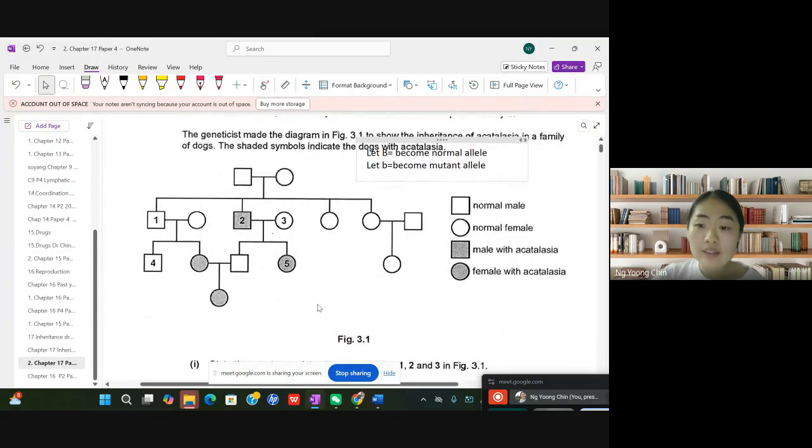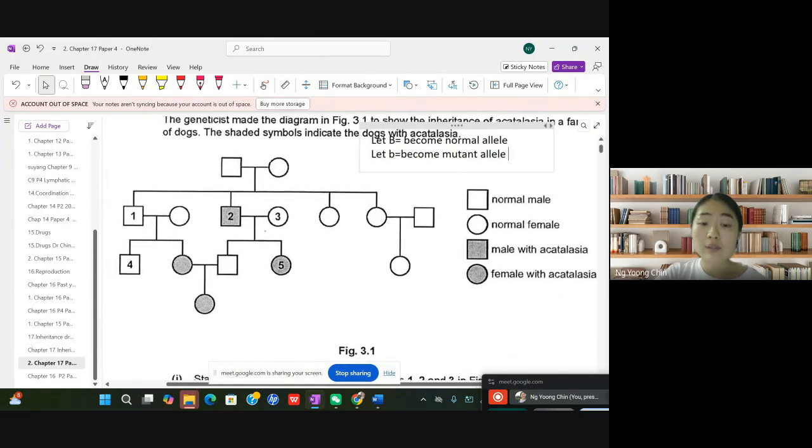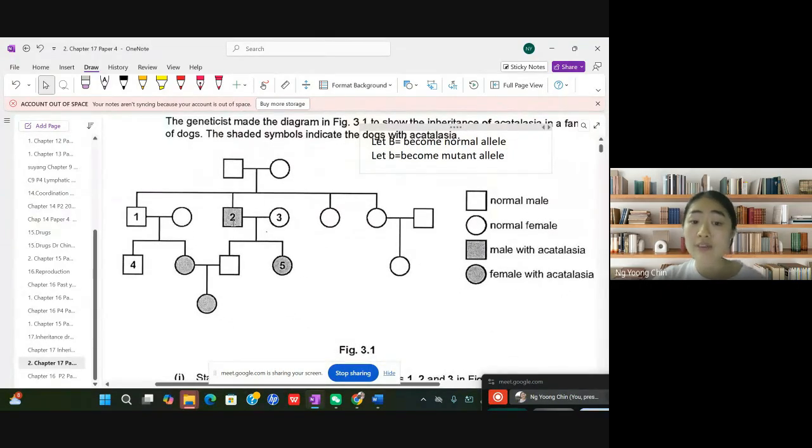And then now it's time for you to write down the genotype. You have the male and female, right? The shaded part would be the disease, acatalasia. So how do you write the male? Okay, the male.